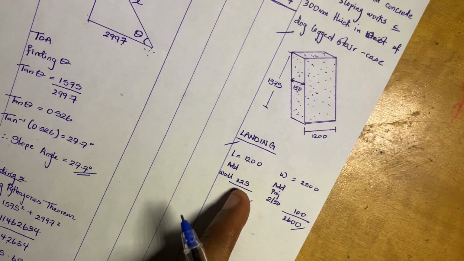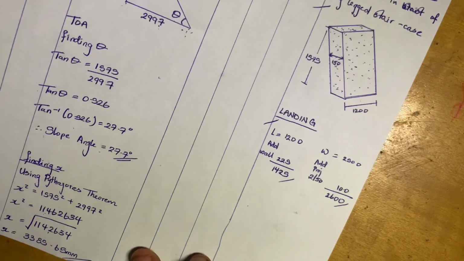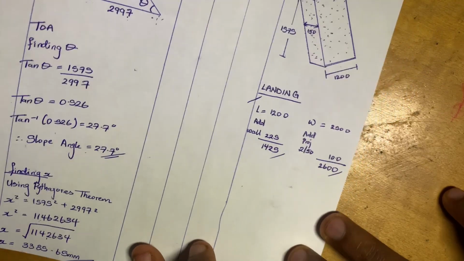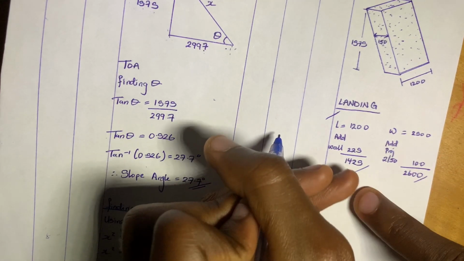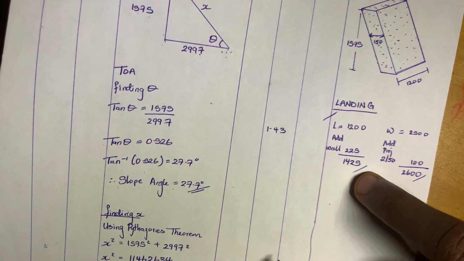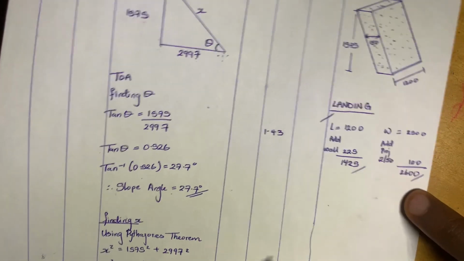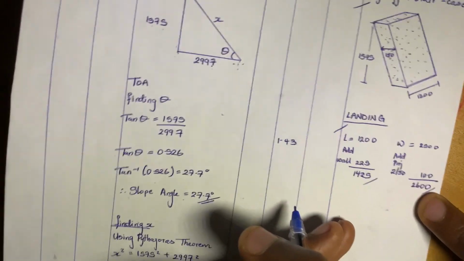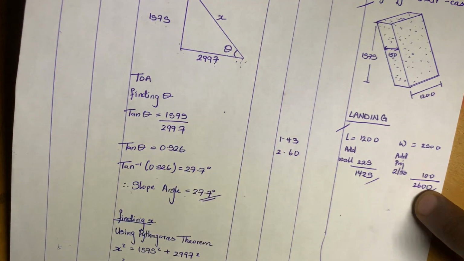So this is what we have for our length, and this is what we have for our what? Width. So now the next thing we're going to be doing is booking. So we're going to be booking the length 1.43, that's this, 1,425 converted to what? Meters, and then the width 2,600 converted to what? Meters, which is what? 2.60.